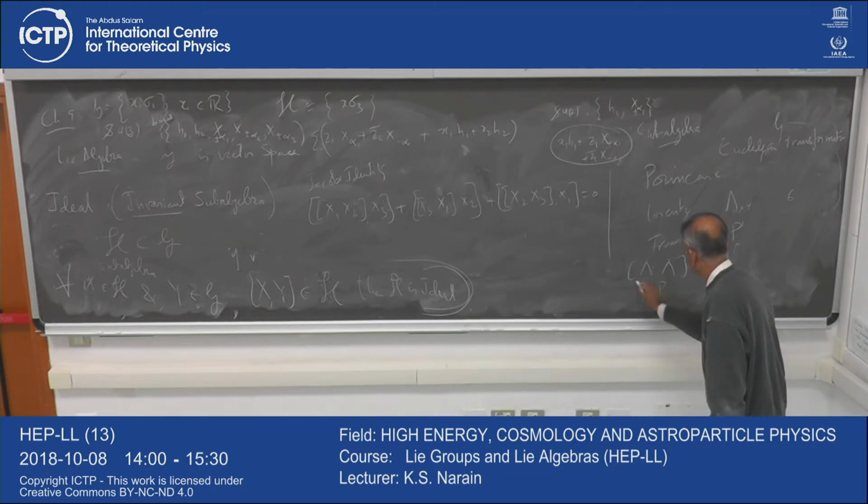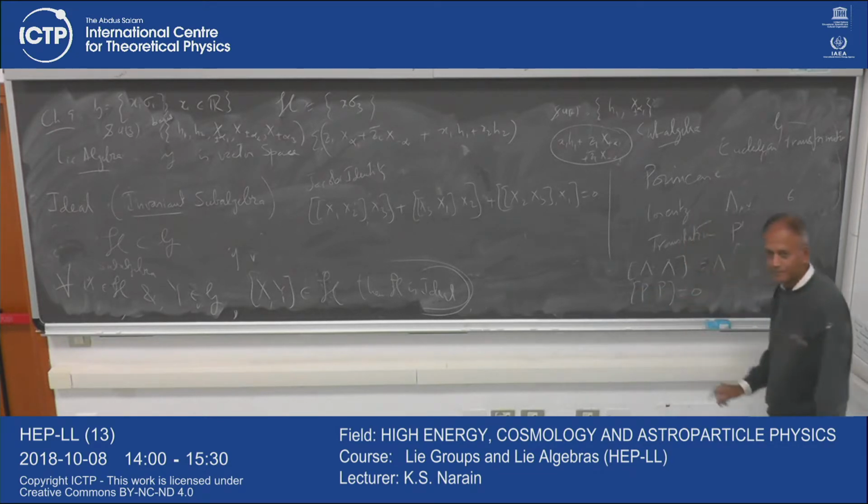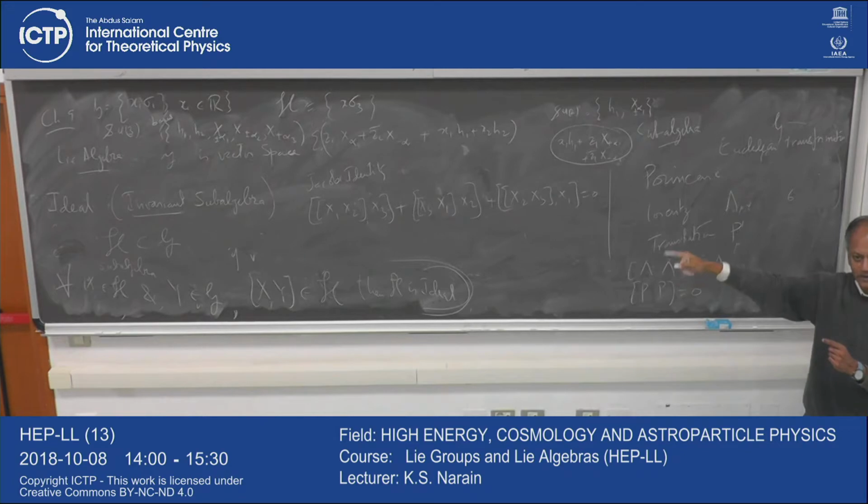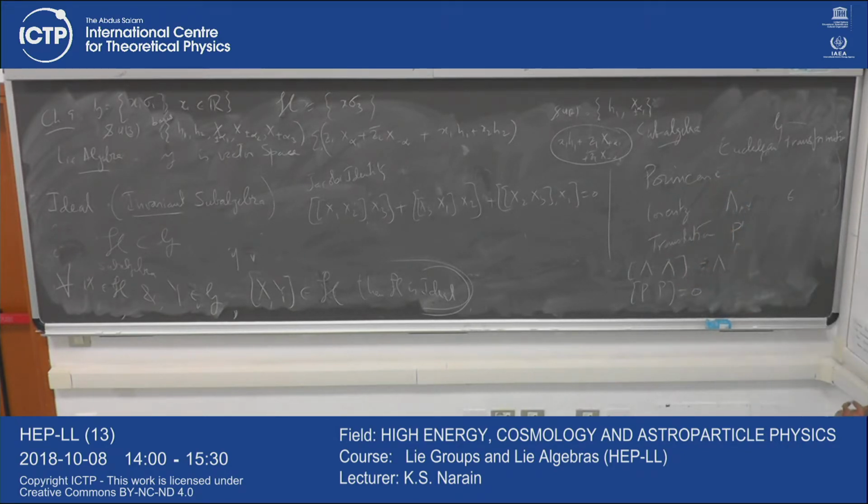P with P is 0. Right? The general structure, translation generator. I mean, translations commute, right? You can translate from this direction or another direction and do the opposite way. First you translate this way and then translate that way. You're going to get back the same point, right? So it commutes. Okay? But the interesting thing is lambda with P gives you again P.